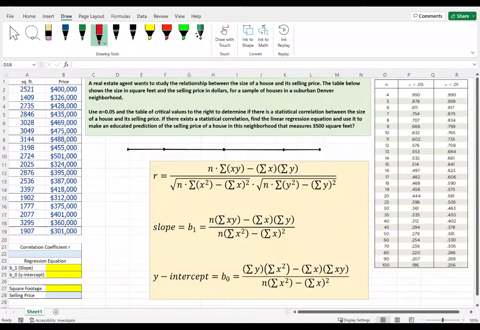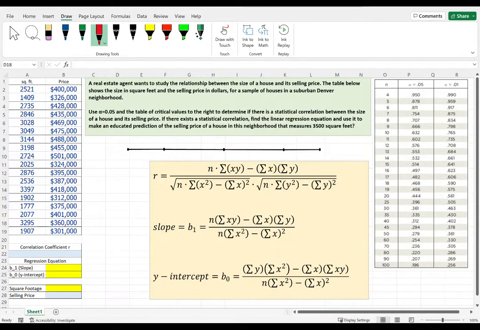In this video, we're going to work through one example, and this is a problem involving correlation and regression. It's actually a two-part question. So in green at the top, we have the question: a real estate agent wants to study the relationship between the size of a house and its selling price. The table below, actually to the left, shows the size in square feet and the selling price in dollars for a sample of houses in a suburban Denver neighborhood.